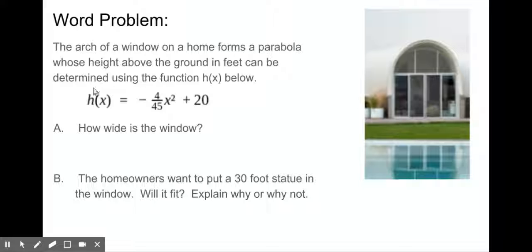Given this function, you should be able to tell me how wide the window is. And you can also tell me if a statue fits inside of the window, in other words, how high this parabola goes. So those are the two things that we're looking at. How wide is this parabola? Because this window is in the shape of a parabola. How wide is it? And how tall is it? All right.